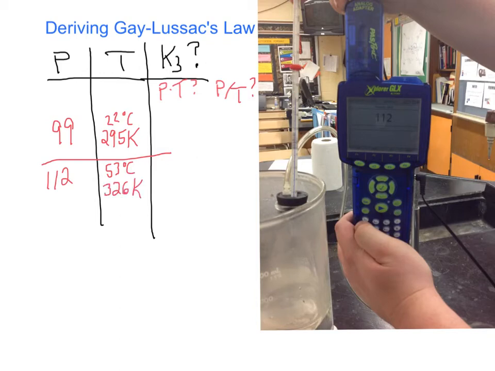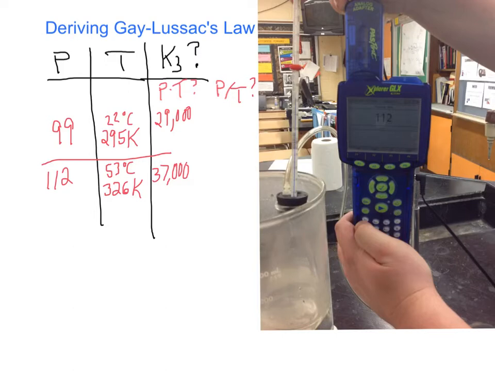So now the question is, what kind of a relationship is this? Are we seeing this inverse relationship where the product of pressure and temperature is a constant? Or is it the direct relationship where the ratio of pressure to temperature is a constant? So we worked it out both ways. If we take the product of pressure and temperature, you get 29,000 for the first instance. And then for the second, we get 37,000, and those aren't really the same value. Not all that close.